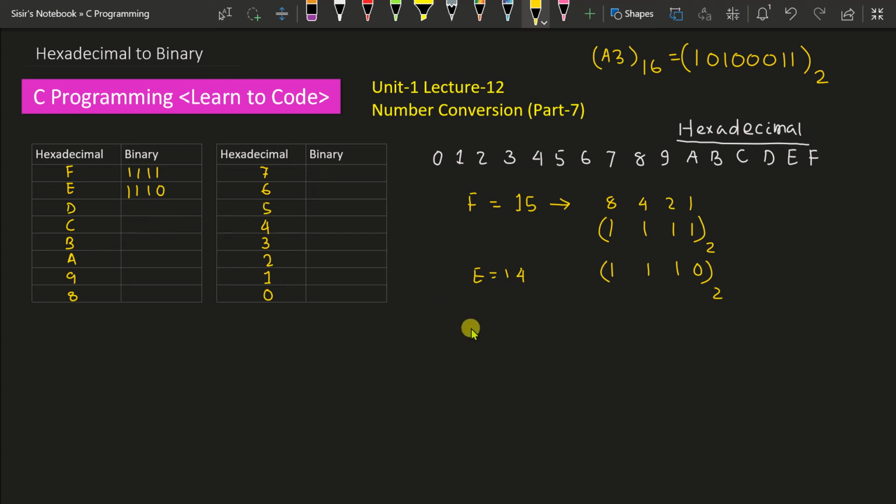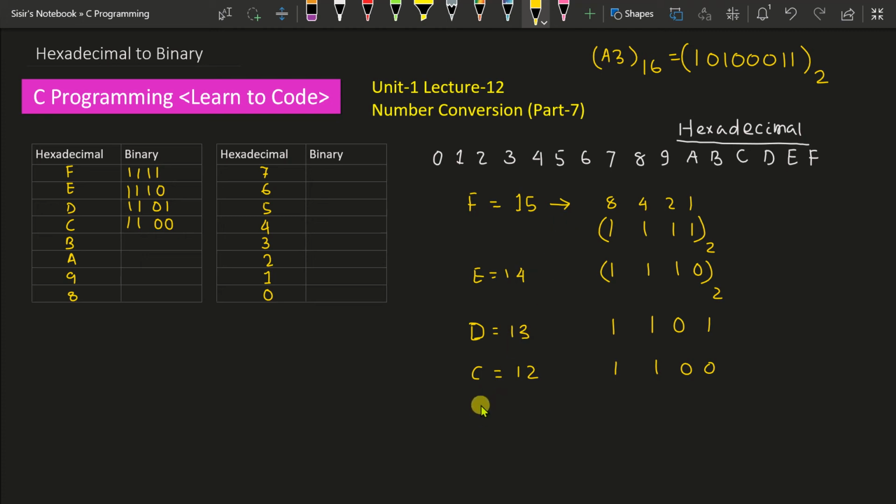So D means 13. 13 means 8 plus 4 is 12, plus 1 is 13. So that is 1, 1, 0, 1. I'll write 1, 1, 0, 1. Then C means 12. 12 means 8 plus 4. Remaining value will be 0, 0. So I'll write 1, 1, 0, 0.